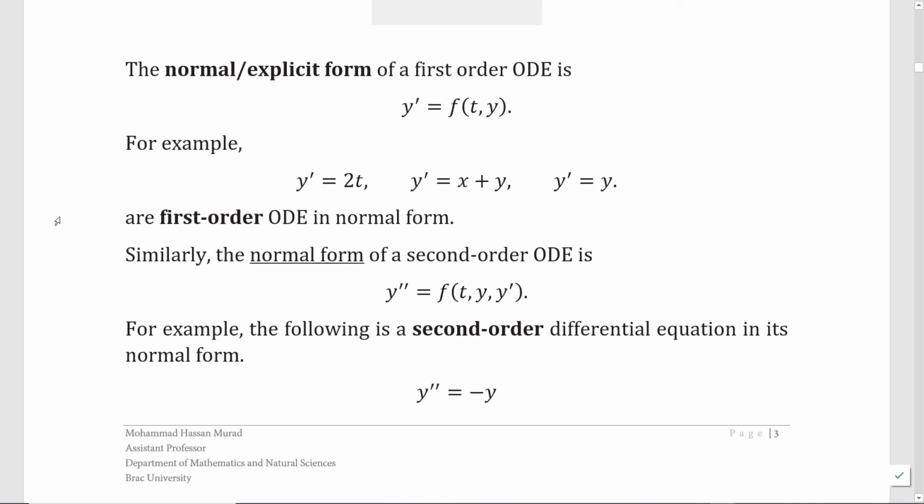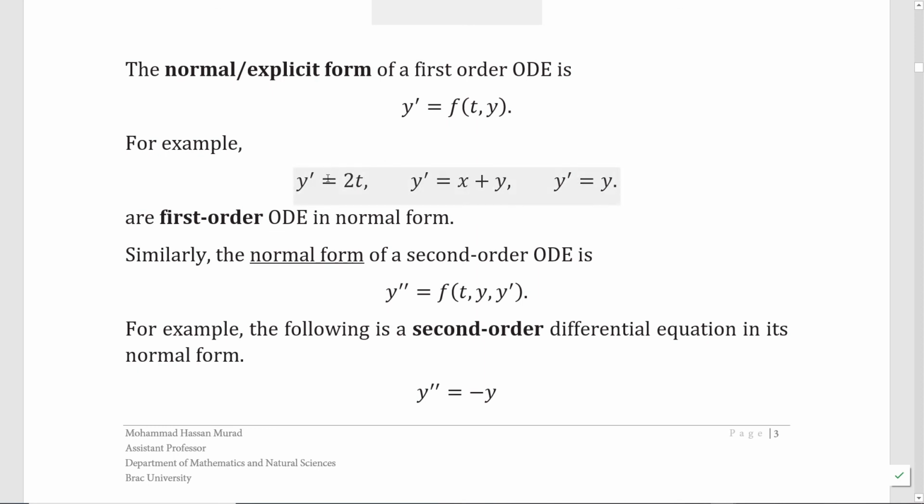The normal and explicit form of a first order ODE is given by this equation. So y prime = f(t, y), some function of t and y. So the first order derivative of the unknown function is expressed in terms of the independent variable and the dependent variable. For example, y prime = 2t, y prime = x + y, and y prime = y are some examples of first order ordinary differential equations written in normal form.